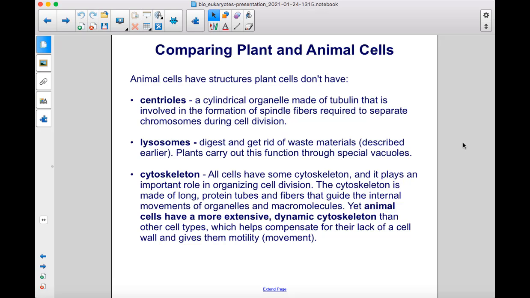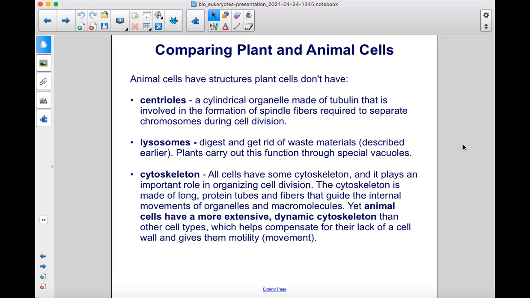Animal cells have structures plant cells don't have, like centrioles, a cylindrical organelle made of tubulin that is involved in the formation of spindle fibers required to separate chromosomes during cell division. Lysosomes digest and get rid of waste materials, described earlier. Plants carry out this function through special vacuoles.